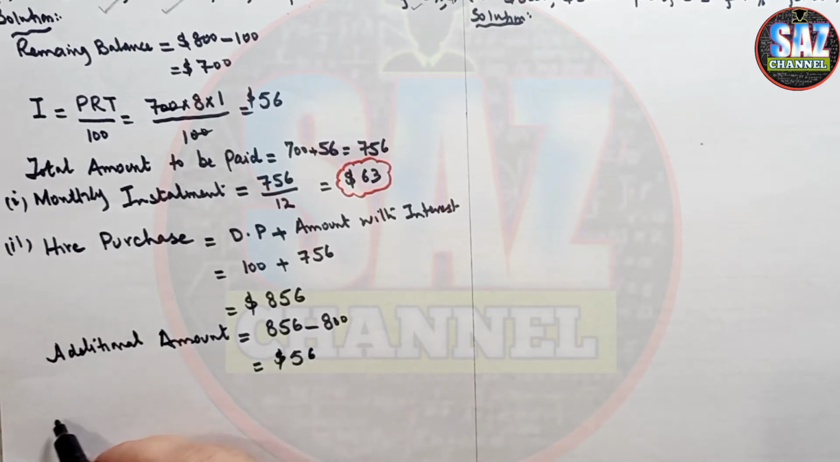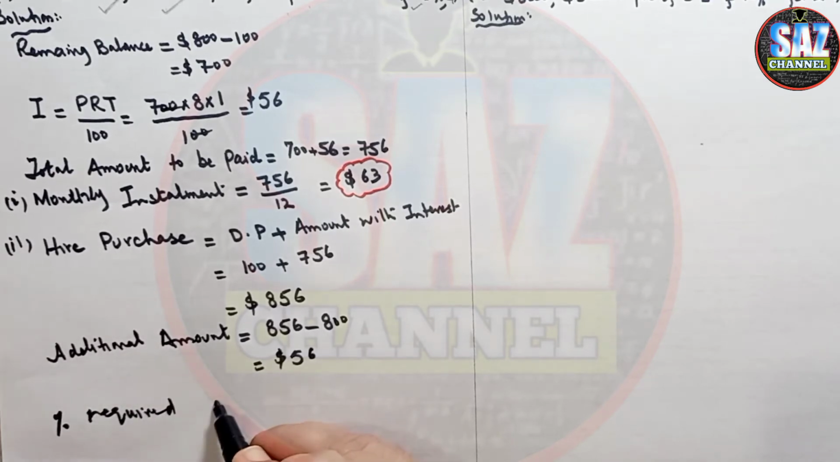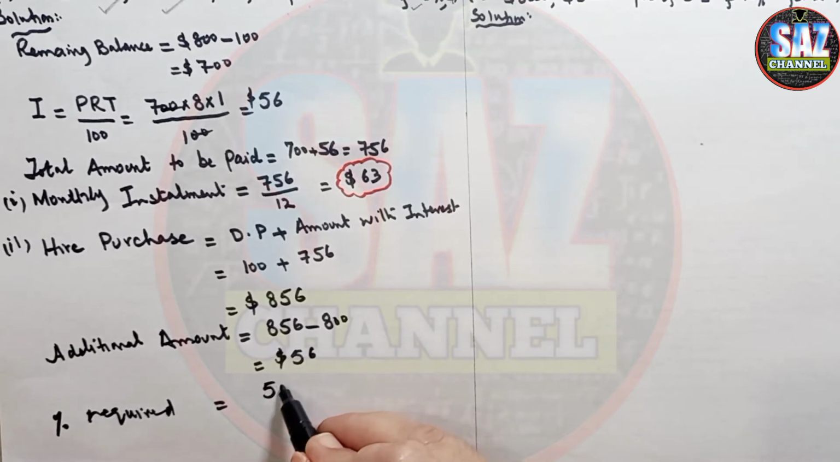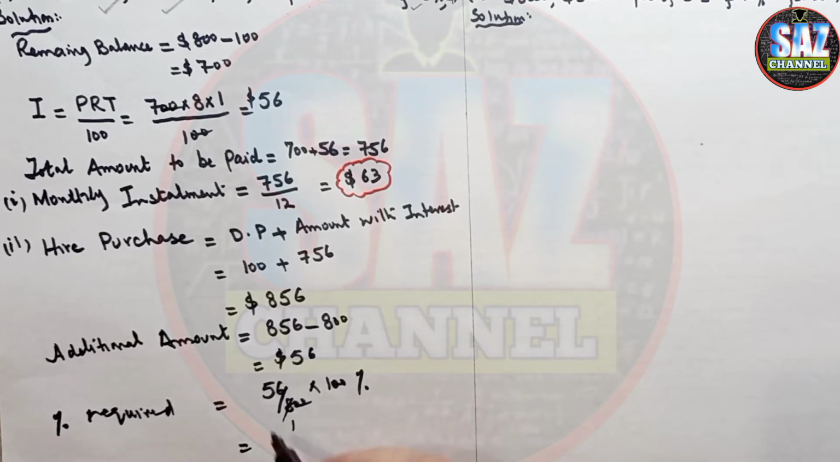And now required percentage equals 56 upon 800 multiplied by 100%, and these two zeros will go and I will be left with 8 ones are 8 and 8 sevens are 56, so 7%. So 7% is the amount that we can save if we are purchasing the object with actual cash price.